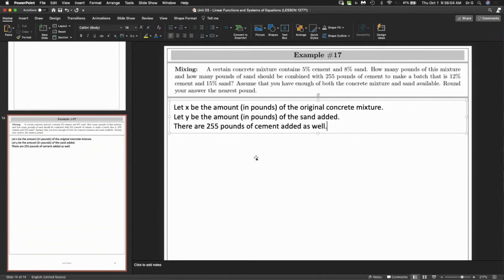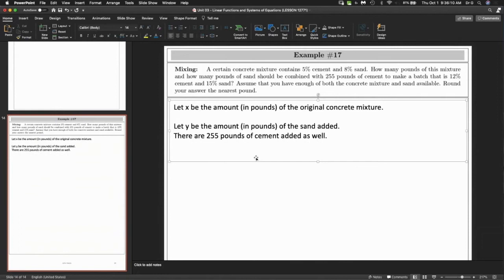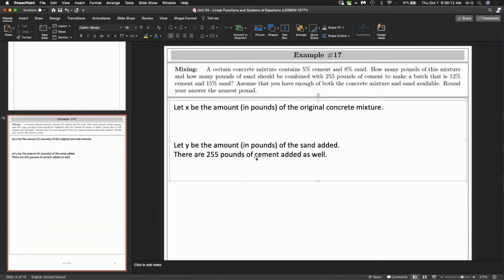Okay. Let's talk about the content. So the original concrete mixture, how much cement does it have?